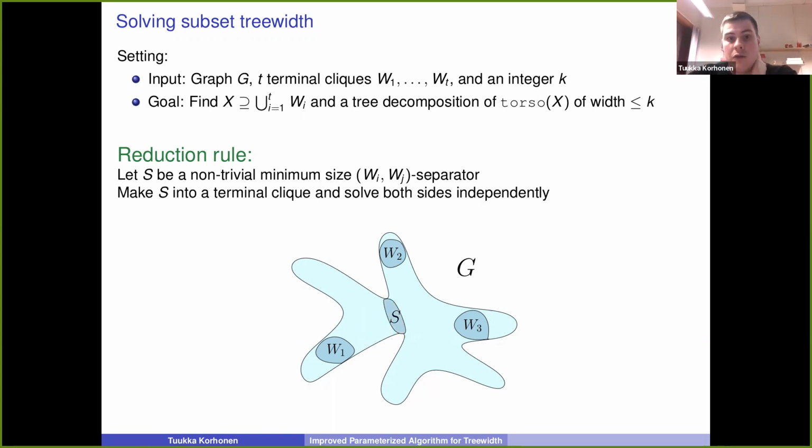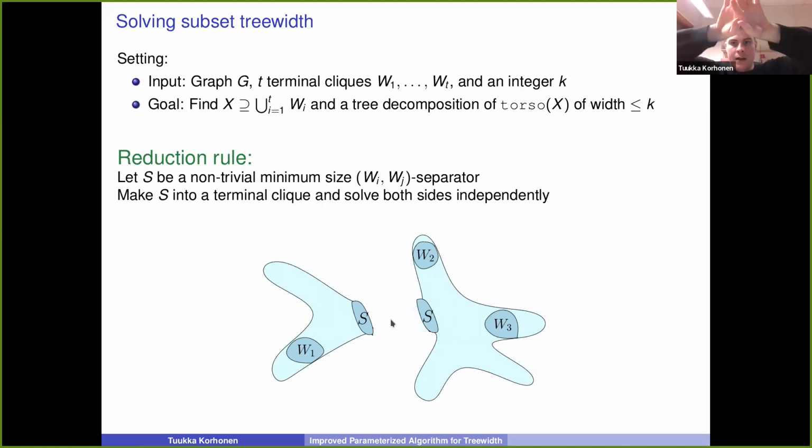So the reduction rule is: we have this non-trivial separator, we can make it into a terminal clique. So we can add a new terminal clique into our list of cliques. Now it's a clique separator that must be in this X. So it's quite natural that we can now cut the graph from here and solve these 2 sides independently of each other. And this is a very crucial step for the algorithm, this kind of reduction rule.